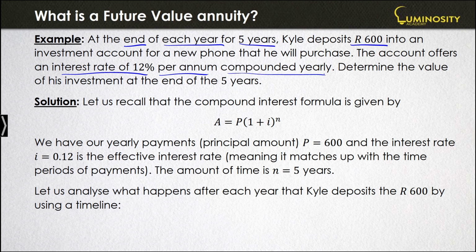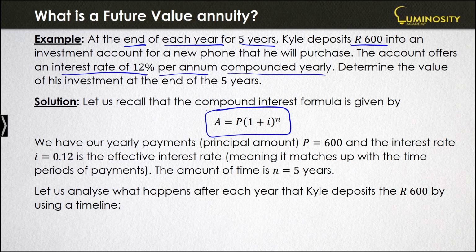Now, looking at this problem, we see quite a bit of information. We have our principal amount P of 600 Rand that Kyle's going to be depositing at the end of each year for 5 years. The interest rate is 12% per annum compounded yearly. So that is an effective interest rate because it matches up with the time period being years.